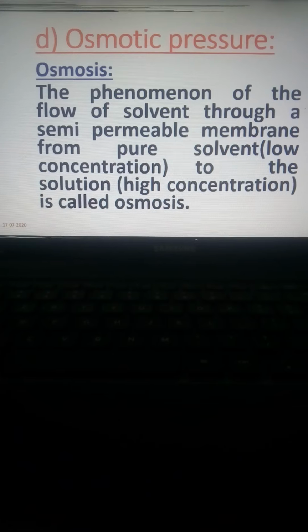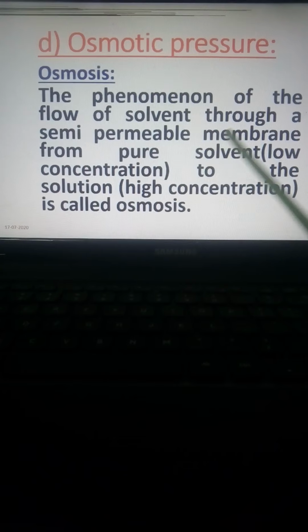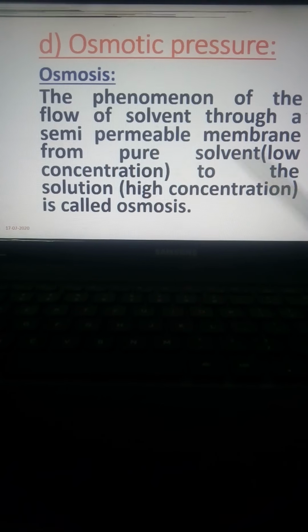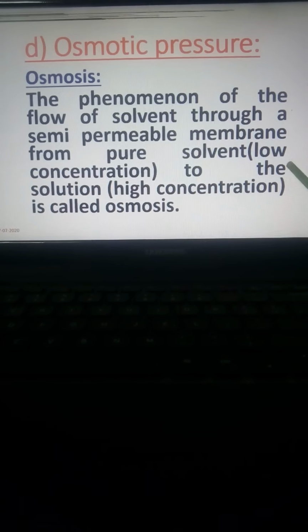So what is osmosis? The phenomenon of the flow of solvent through a semi-permeable membrane from pure solvent to the solution is called osmosis, or the flow of solvent from a low concentrated solution to a higher concentrated solution through a semi-permeable membrane. So osmosis means the flow of solvent through a semi-permeable membrane from the solvent side to the solution side, or from low concentrated solution to the higher concentrated solution.